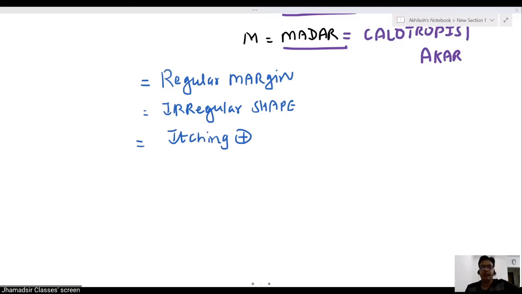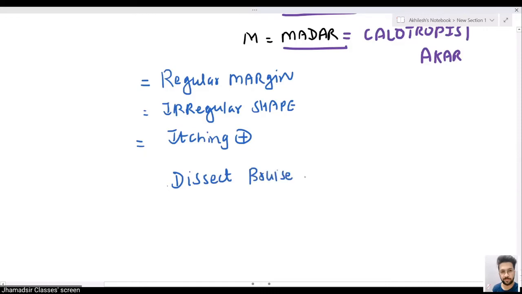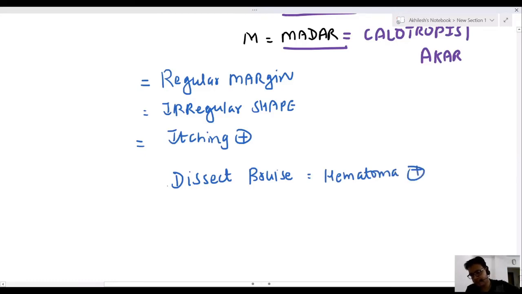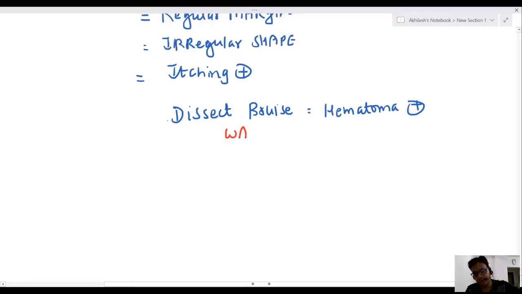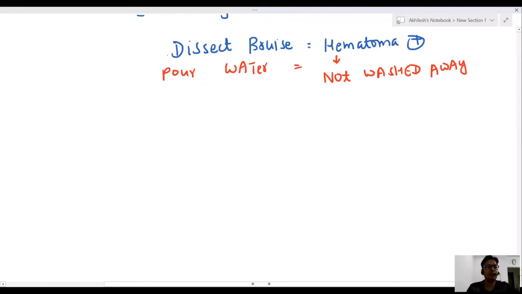Dr. Saab, when you dissect a bruise, hematoma is present. Clotted blood is present, that is known as hematoma. And when you pour water on this, the hematoma is not washed away because it is impregnated in the tissue.